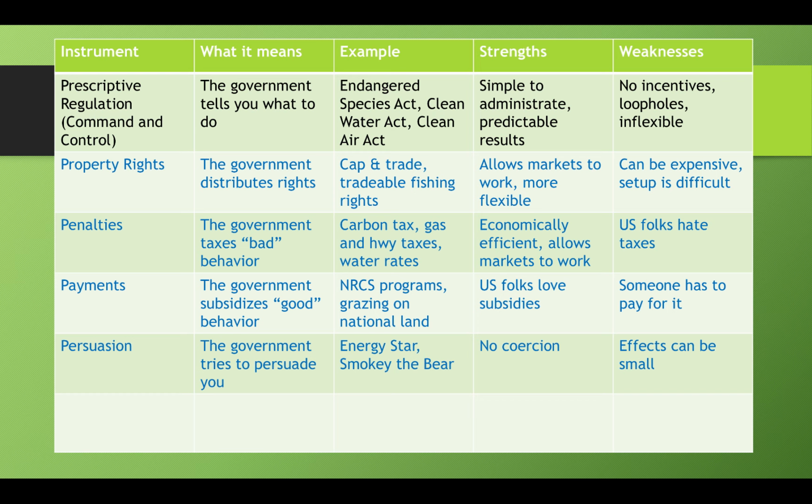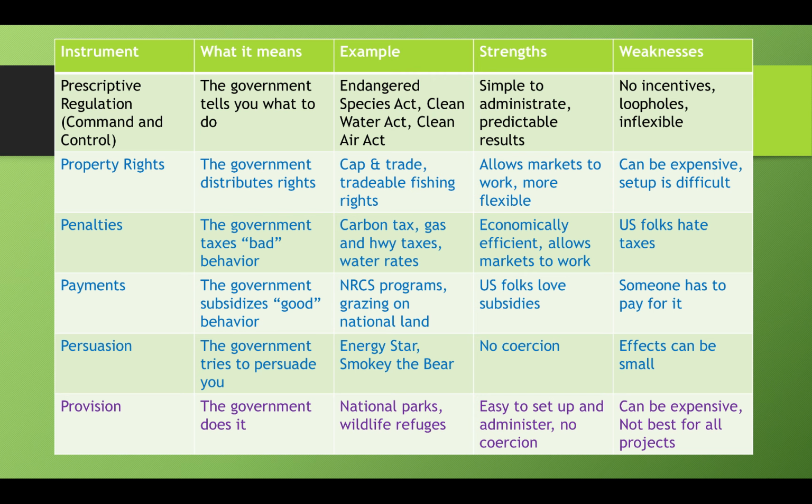Another example is Smokey the Bear. Smokey the Bear is trying to encourage people to have good behavior when they're in the forest, when they're in national parks, not starting fires. Now, the benefits to this are there's really no coercion. It's simply an information campaign by the government. The weaknesses are some of those campaigns, the effects can be really small.